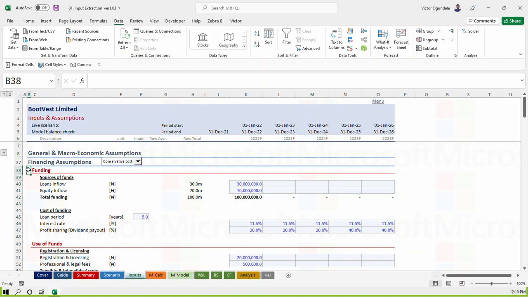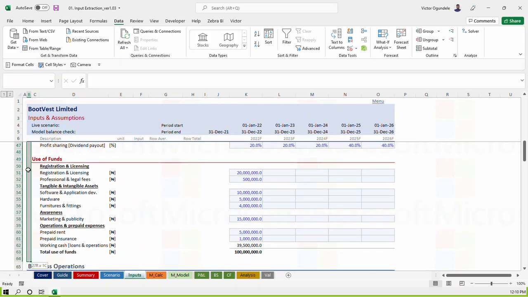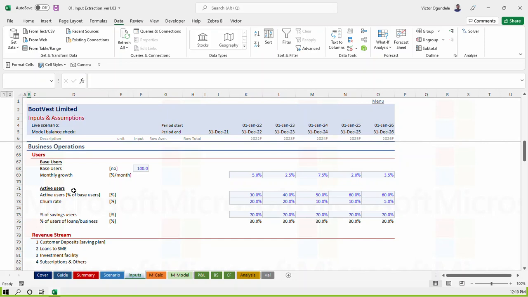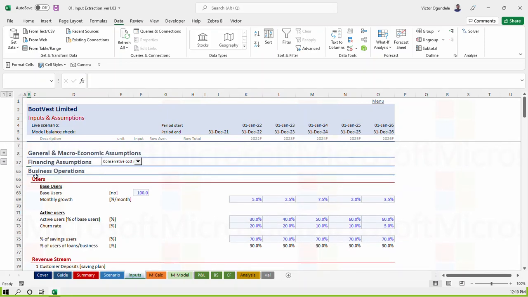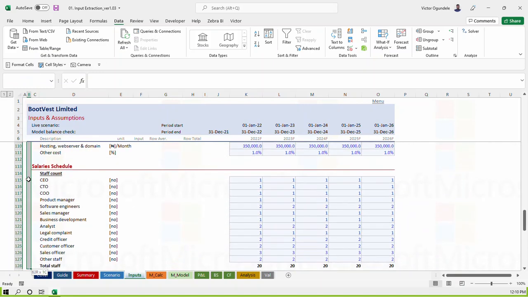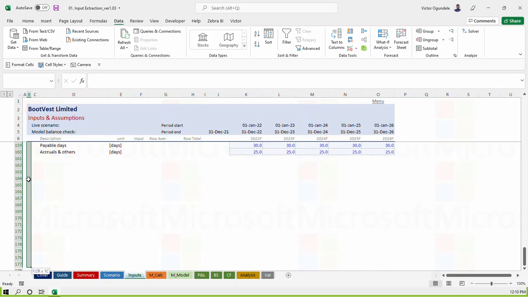If I do the same thing for my financing before the next one, right? Click that, click on my 1 again. You see that it collapsed everything that I have under here. If I do it for my business operation down, it just collapsed everything that I have under that. So it's more like a section.